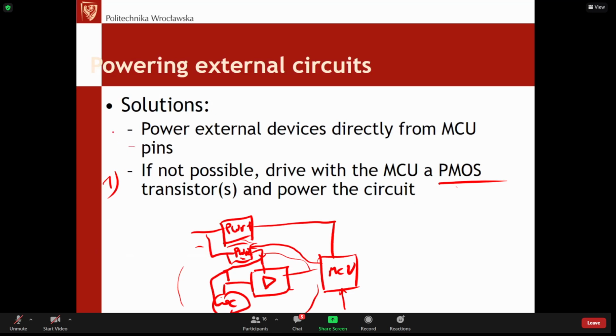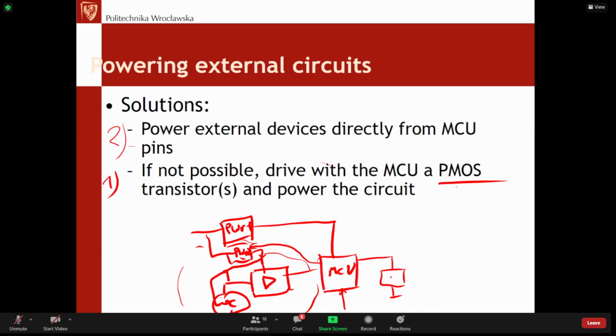The second solution, shown here as first one, is powering external devices directly from an MCU pin. To be honest, in many situations, this is the preferable solution, which means that we have a microcontroller, and then we supply some circuit directly from it. What's the positive and negative side of this solution?